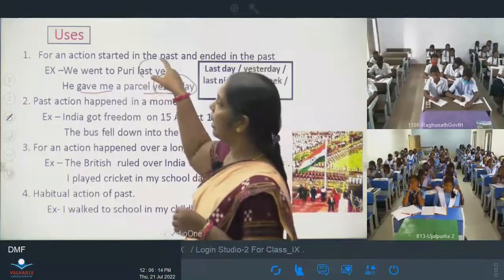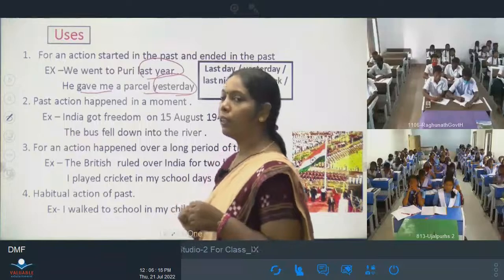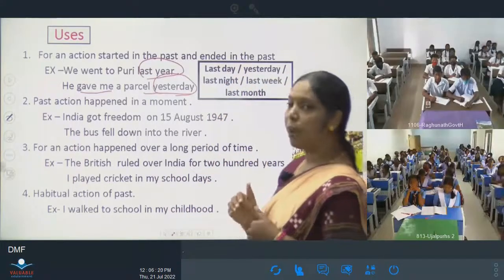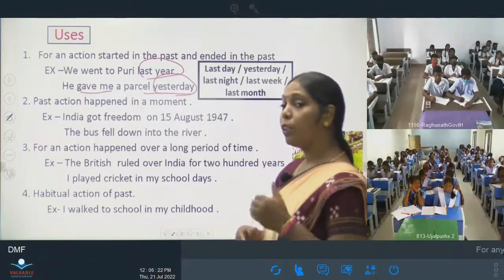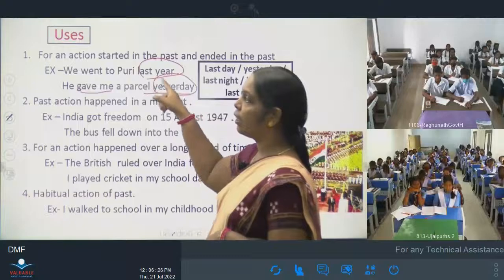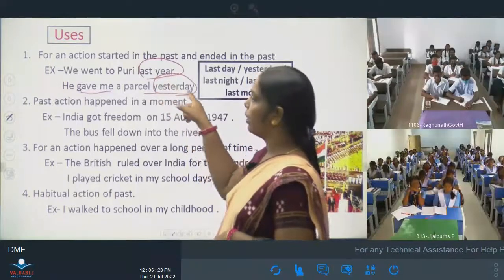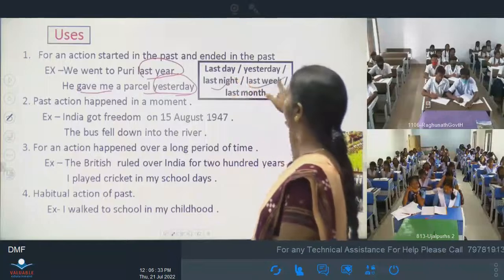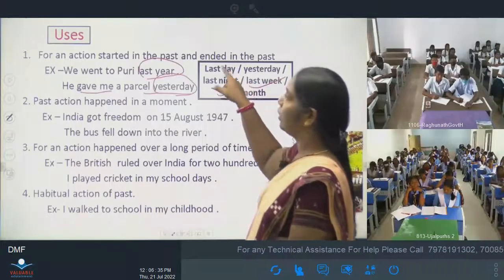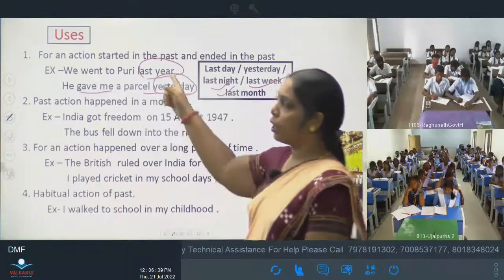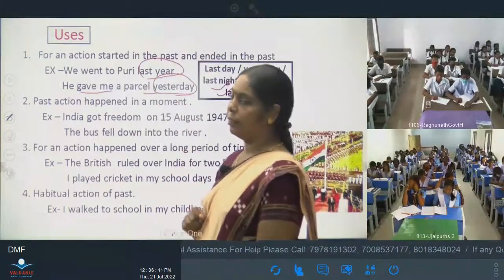Here, yesterday, last year. Look at the symptoms. When we use past simple tense, there we use time adverbials like last year, last month, yesterday. Here you see last night, last week, and last month. These are the time adverbials we often use in the past simple tense.